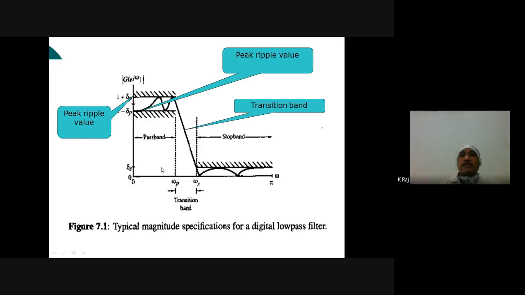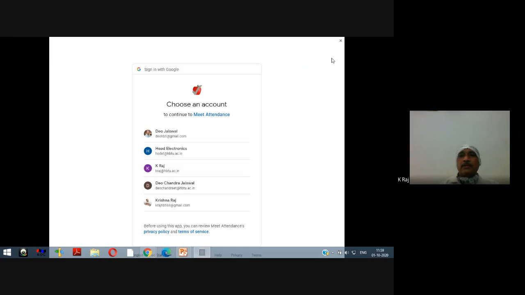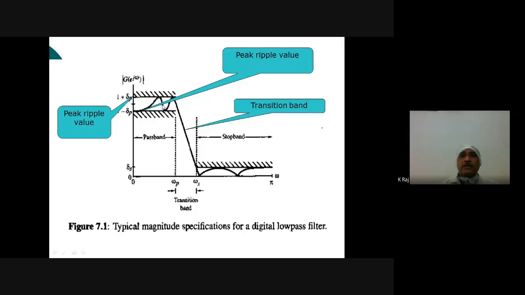But in the case of the typical magnitude specification, we have to consider a range of ripples in the passband, and this range of ripple is from 1 minus delta p to 1 plus delta p. That is, delta p towards the positive side and the negative side. And this delta p is known as the peak ripple value, and the negative peak ripple value is represented here as minus delta p.